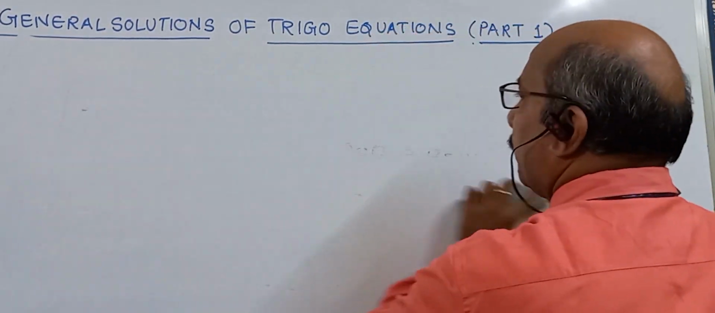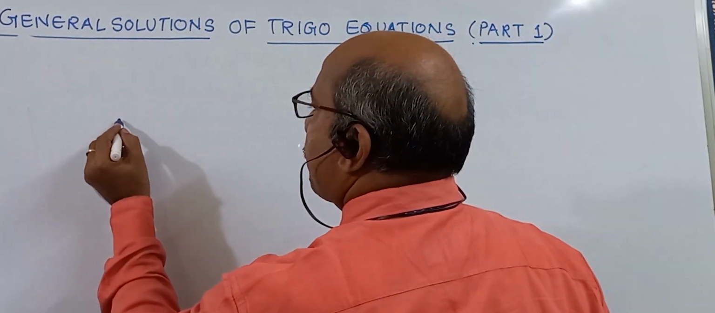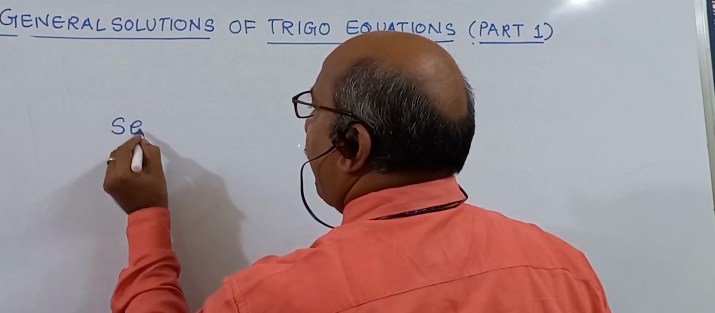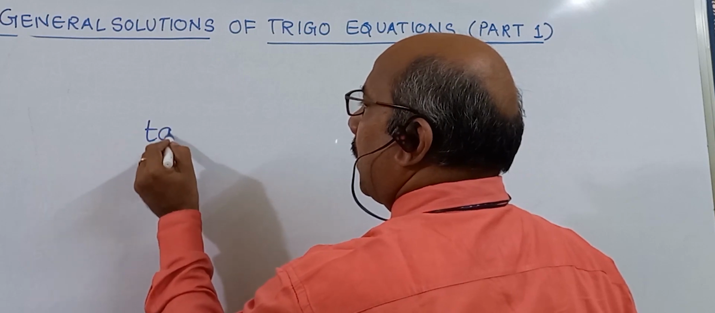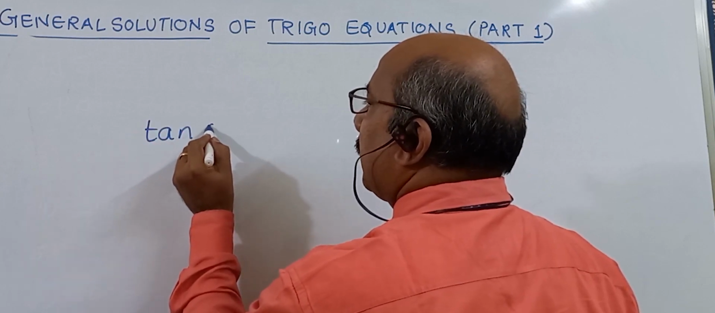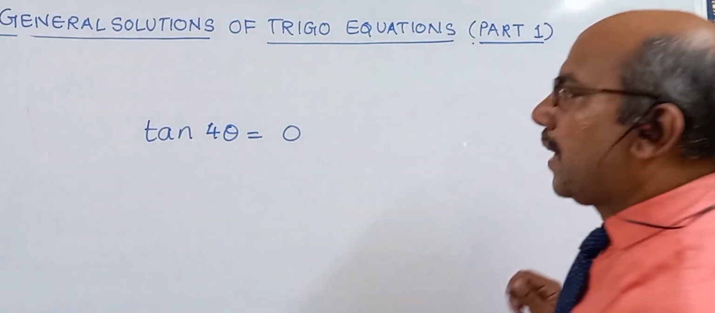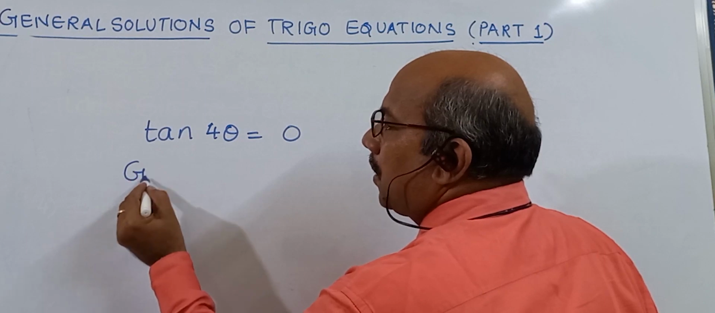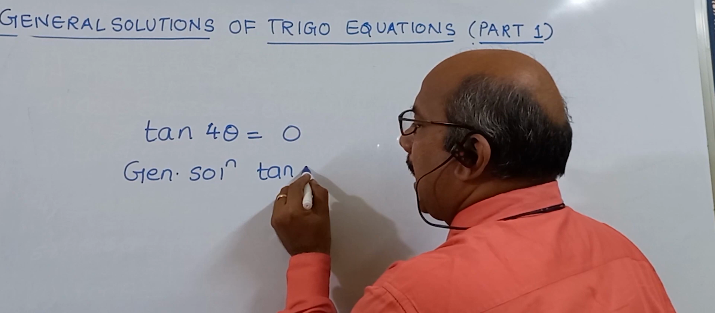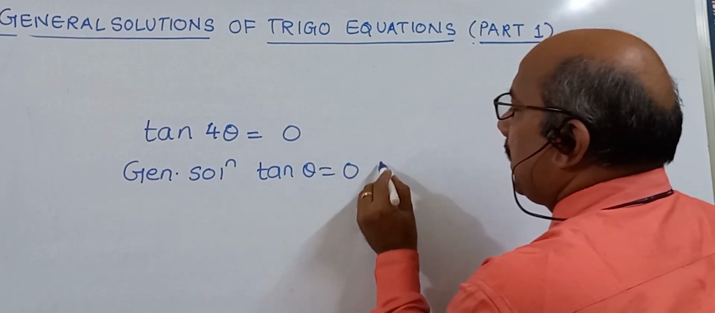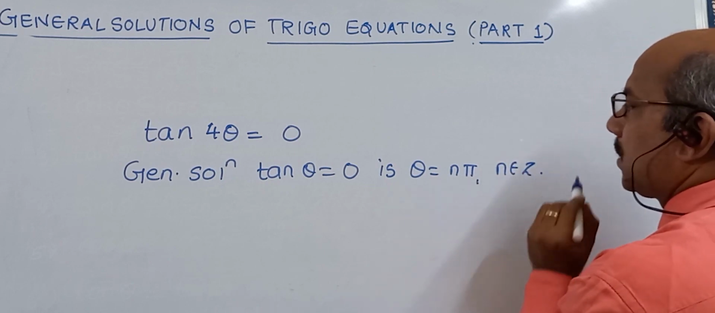Now, say you have tan 4 theta equal to 0. First you have to write the general solution. tan theta equal to 0 is theta equal to n pi, n belongs to the set of integers.